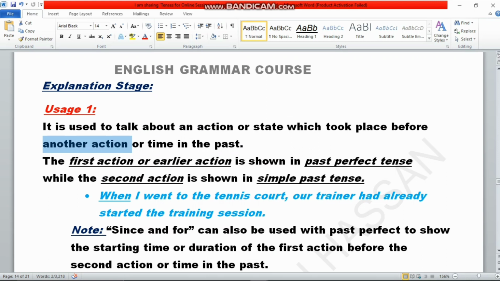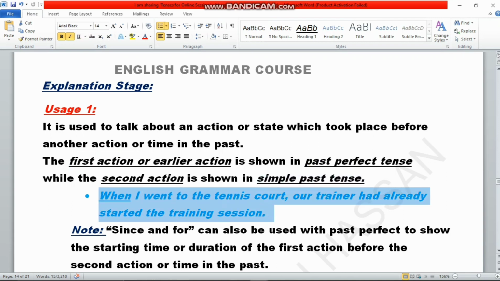In this case, make sure that you understand we use past perfect tense to talk about the first action in this situation, which took place before the second action in the past. And for the second action, we use simple past tense. It's going to be really simple if you just go through the example sentence written here. The example comes as, when I went to the tennis court, our trainer had already started the training session.